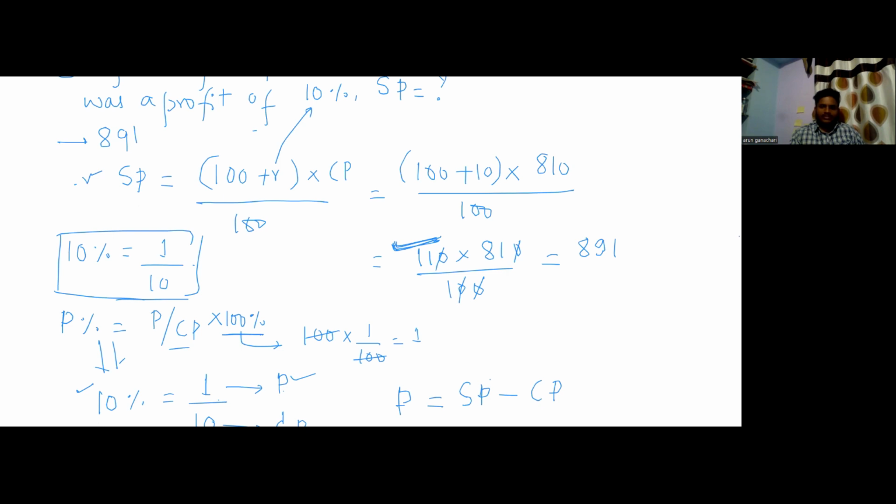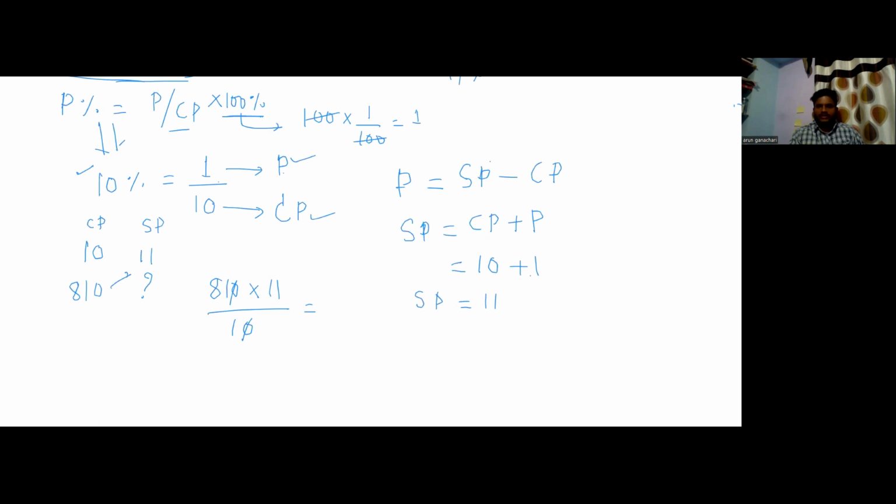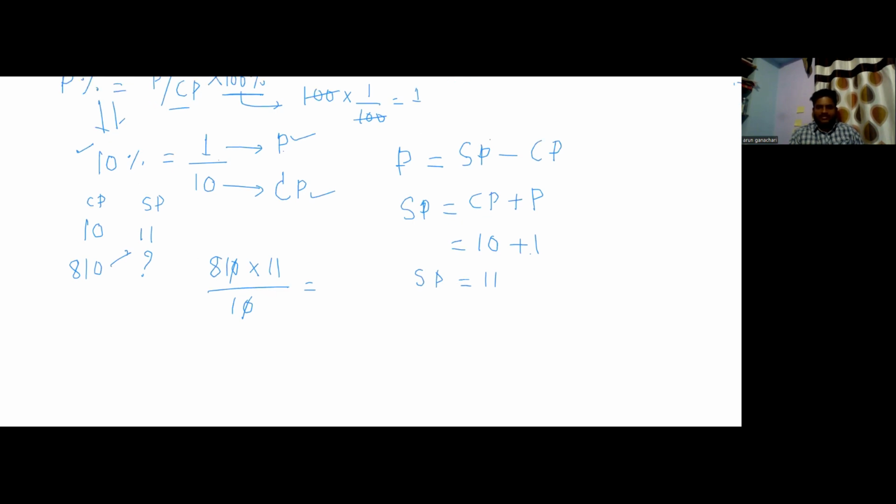I'll explain again with one more example, but understand what we did here. 10% is given by 1 by 10. This is our percentage chart, which we made when we were dealing with percentage. So 10% is nothing but 1 by 10. This cost price was 10, profit was 1. If cost price is 10 and there is a profit, then selling price will be 10 plus 1, 11. So when cost price was 10, selling price was 11. But in the question they are telling the cost price is 810. What is the selling price? Can you do this? So 810 into 11.